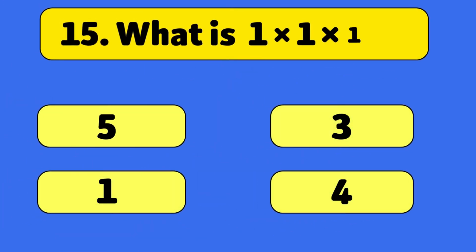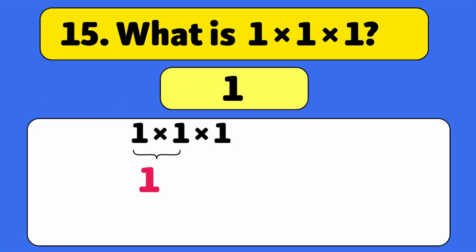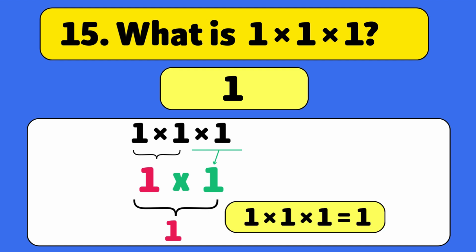What is 1 times 1 times 1? 1. Simply multiply the first two numbers. 1 times 1 equals 1. Then multiply the result by the next number. 1 times 1 equals 1. Therefore, the answer to 1 times 1 times 1 is 1.